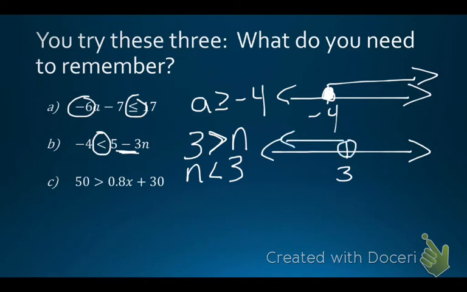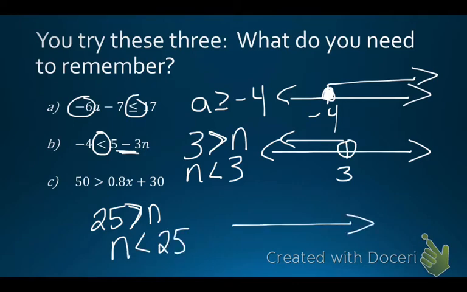For the last one, it's the same thing, except this time we aren't going to flip. You're going to get 25 is greater than n. But again, because the arrow is pointing towards the n, n is the smaller number. So if I want to make this make sense to graphing, I would write n is less than 25. So I would have a number line. Here's 25, open circle, and n is less than that.